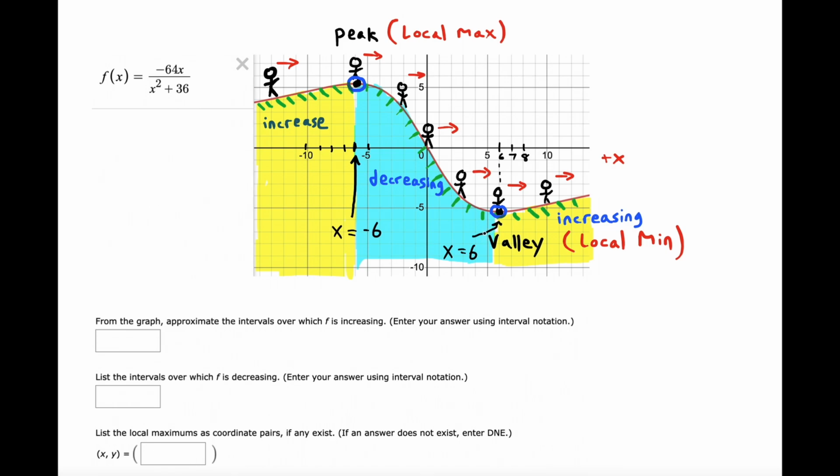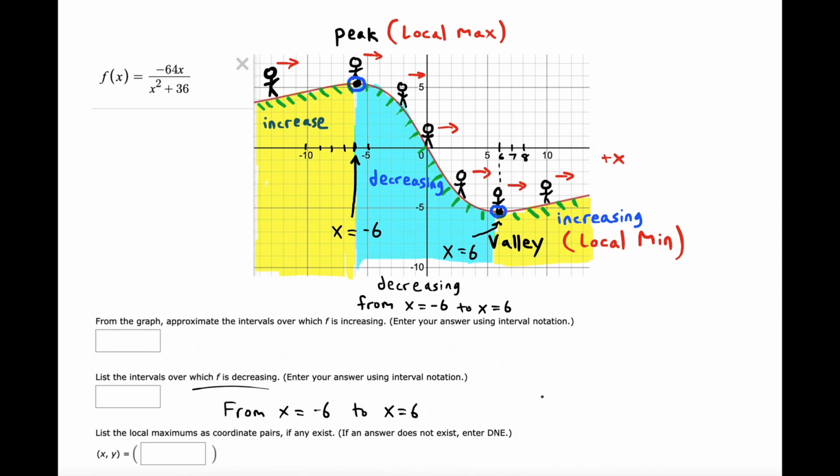We have to know the x values of where our decreasing interval starts and stops so that we can say the person is decreasing from x equals -6 to x equals 6. When you give intervals of increase and decrease, you only give the x values, not the y. So that can answer this question here of where is the function decreasing.